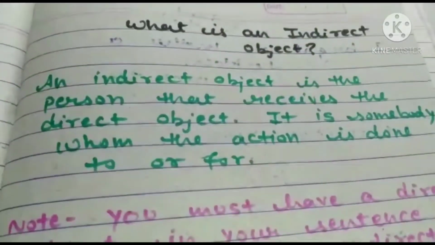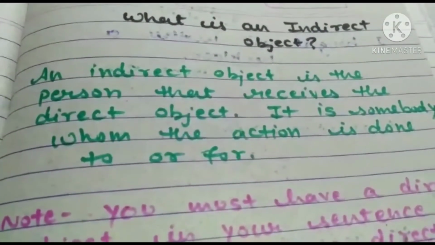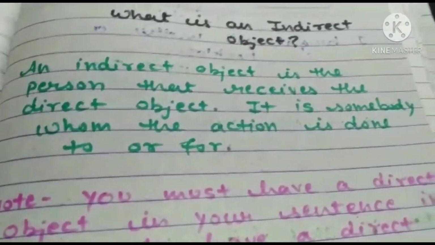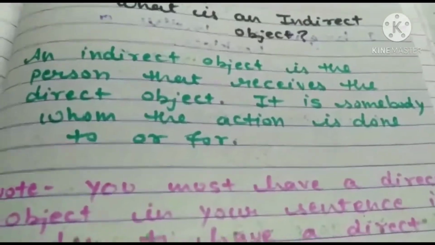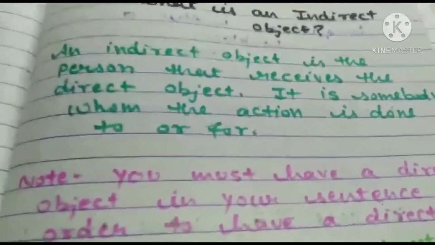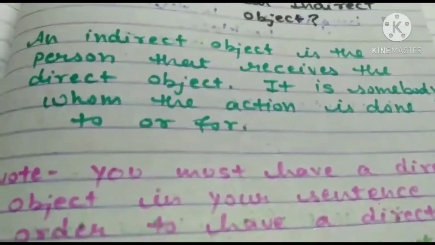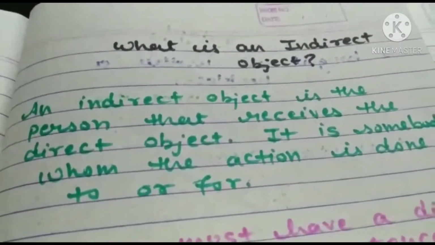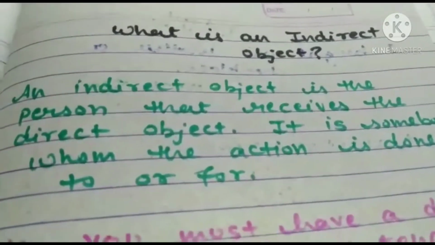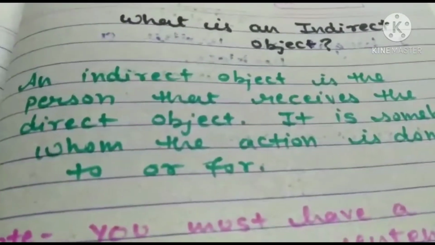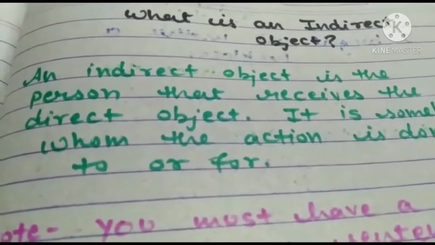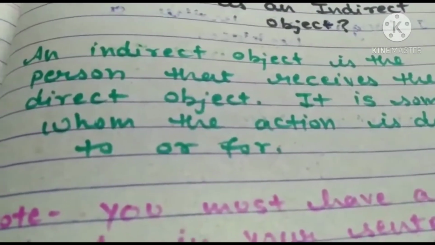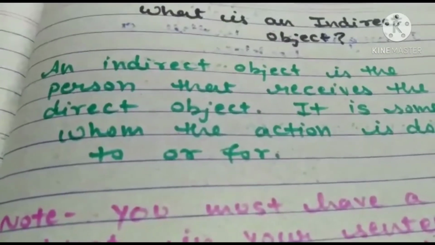So what is an indirect object? An indirect object is the person that receives the direct object. It is somebody to whom or for whom the action is done. Simply, you can say that person is the beneficiary of the direct object, because the direct object goes to the indirect object.